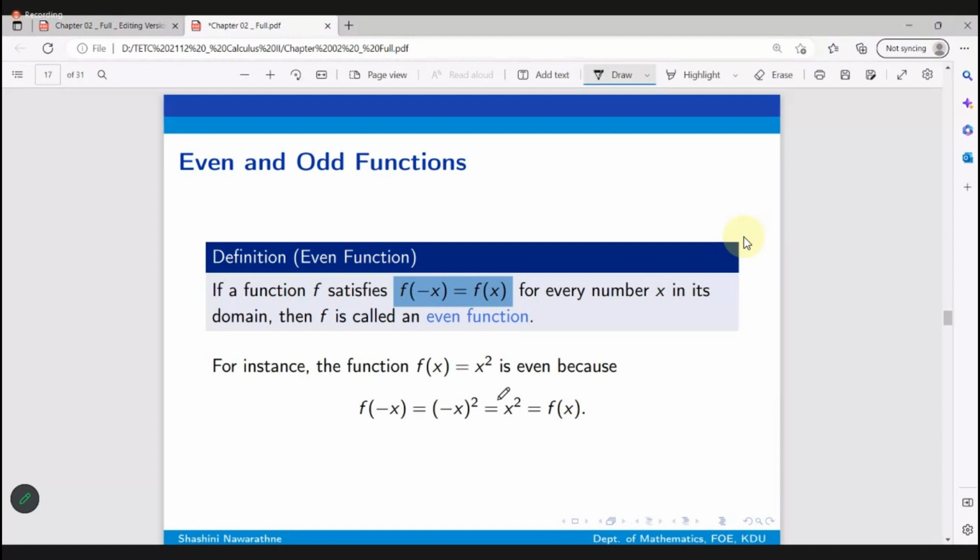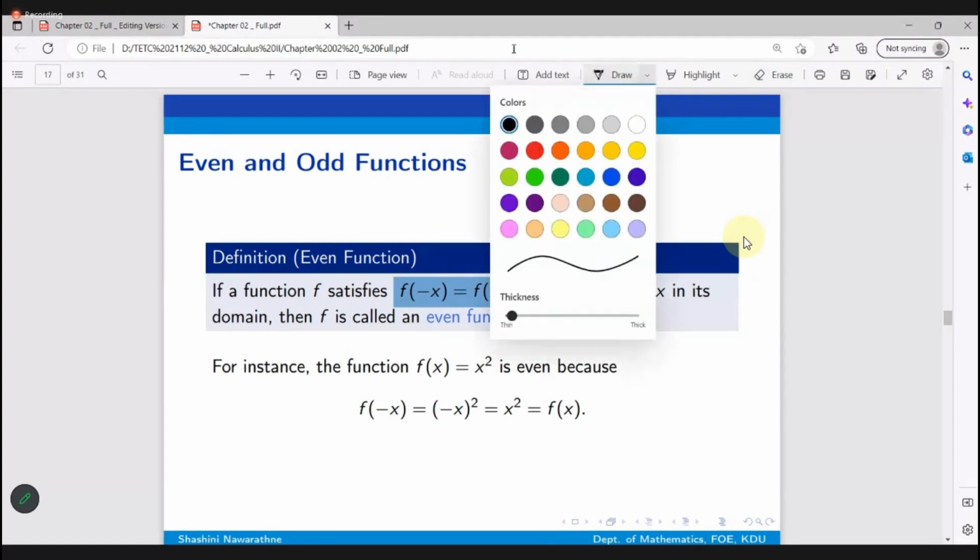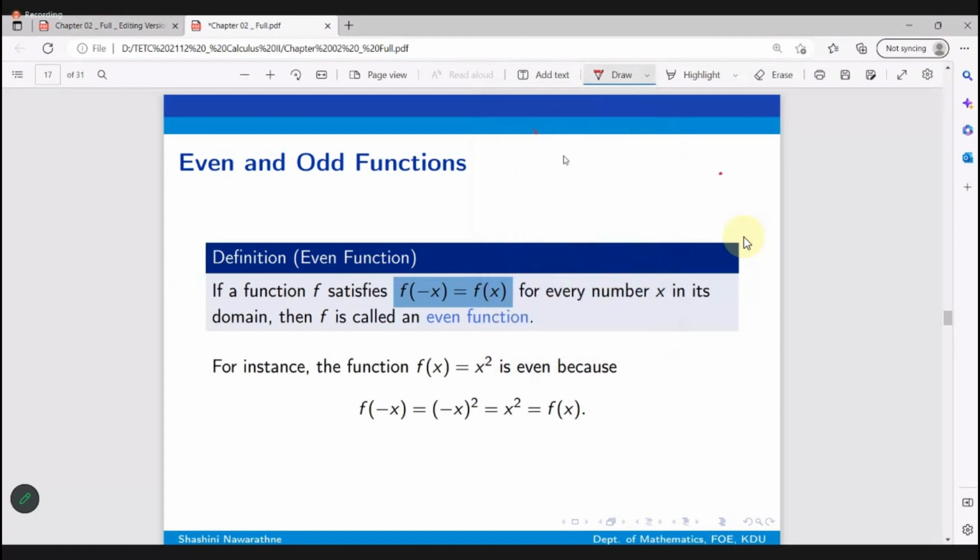The meaning of odd functions and even functions: first let's see even functions. If we consider a function f of x and we substitute all the x values in that function by minus x, that means we consider the function f of minus x. If we do some simplification and can verify that this f of minus x is equals to f of x, then we can say that the function is an even function. Okay.